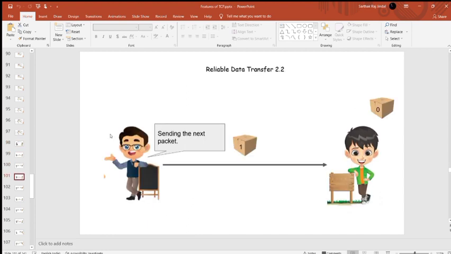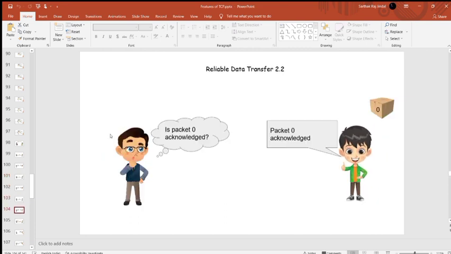Let's take a scenario where we have a sender and a receiver. The sender sends the packet 0, the receiver gets the packet. The sender is now thinking, is my packet acknowledged? And then the receiver sends the acknowledgement of packet 0, and now the sender knows that the packet is acknowledged, so it's good to go. It will now send the next packet.